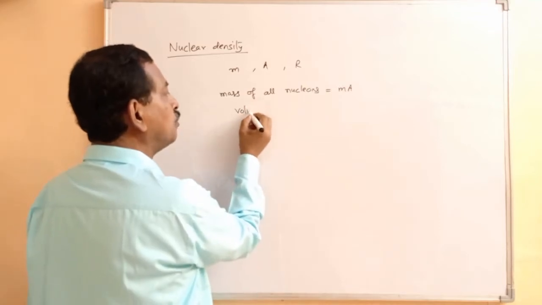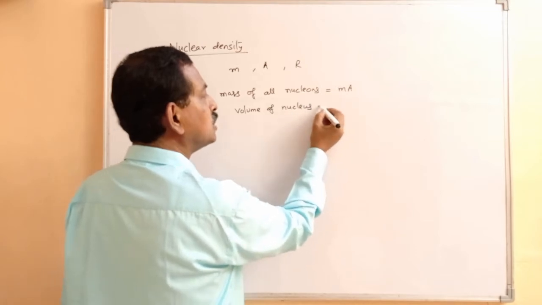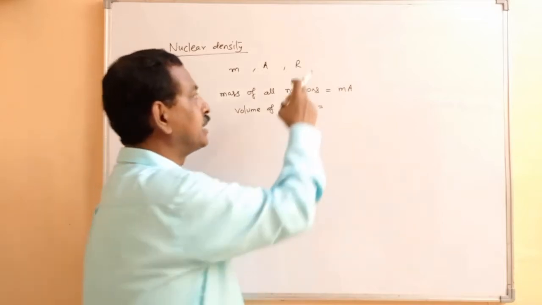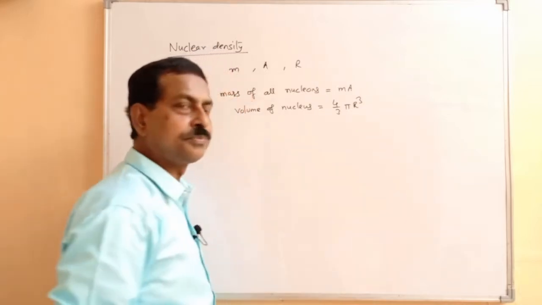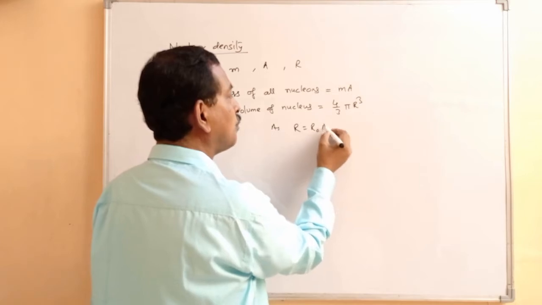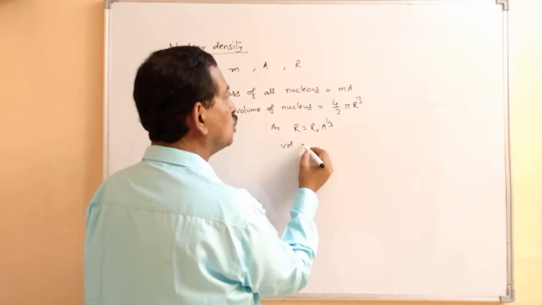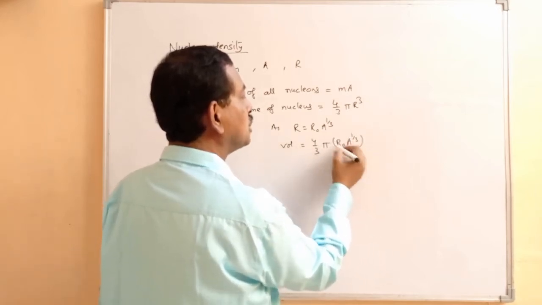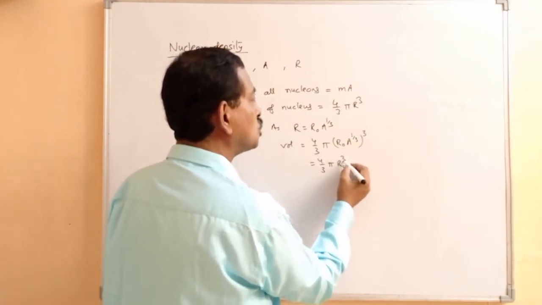So the volume of the nucleus, we can take as a solid sphere. We can assume it is like a sphere and the radius is R, so it is 4 by 3 pi R cube. Now we know that R is R naught A power 1 by 3. So in that case, the volume will be equal to 4 by 3 pi R naught A power 1 by 3 whole cube. So this is 4 by 3 pi R naught cube into A.